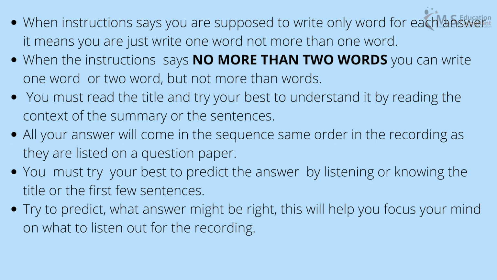Now, all your answers will come in an order. As we have also seen in the reading, your answers come in a sequence: if you find answer number 1, then you will get your answer number 2 after that, not before your answer number 1. So in listening also, the answers will come in the same order in the recording as they are listed on the question paper. For this question, you will hear answer 32 first, then you will listen to answer 33, and so on. This makes it easier to pick out the answer than if they were in a random order.